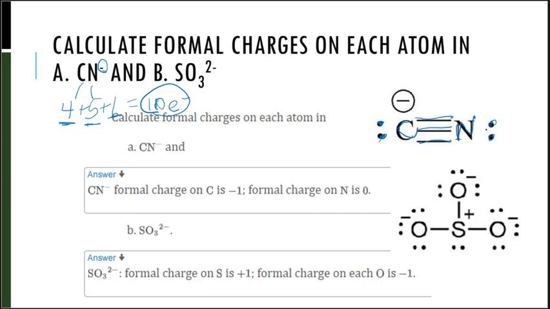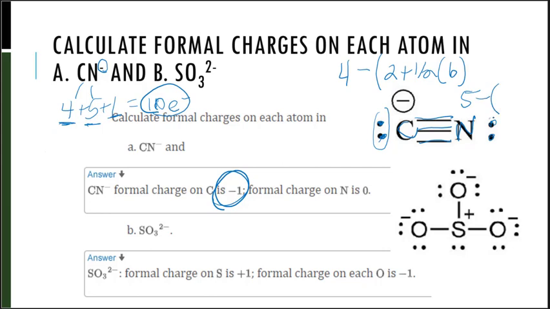Let's find the formal charge of carbon. So we have 4 minus, how many are in lone pairs? 2, plus 1/2 of, there's 6 in those bonded pairs. So half of 6 is 3, plus 2 is 5. 4 minus 5 is -1. And let's look at nitrogen. Nitrogen has 5 valence electrons minus 2 in lone pairs plus 1/2 of 6. We have the triple bond. Half of 6 is 3 plus 2 is 5. 5 minus 5 is 0.